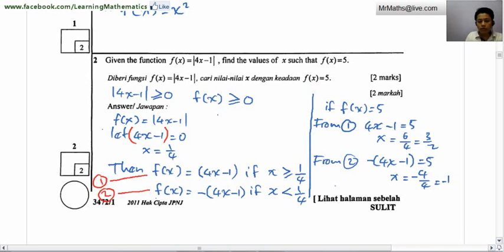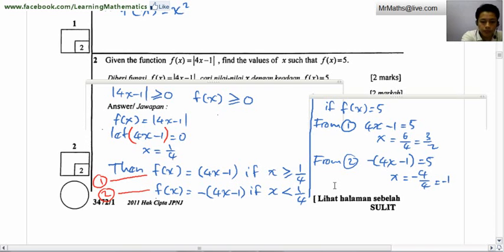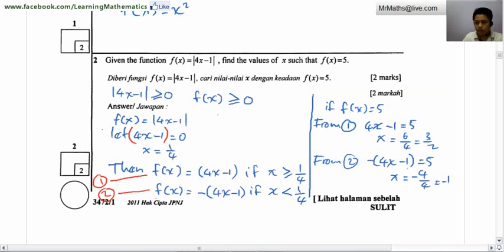what we need to find, right? So that is the real answer. f(x) is equal to 5 when x is 3 over 2 and x is minus 1. Okay, it looks awkward because we don't have enough space. Maybe I should try to use another piece of paper.